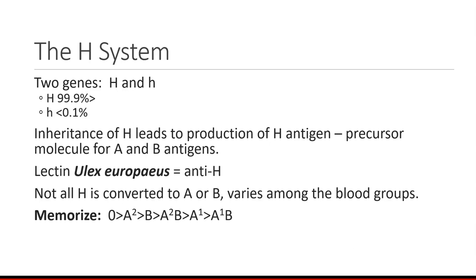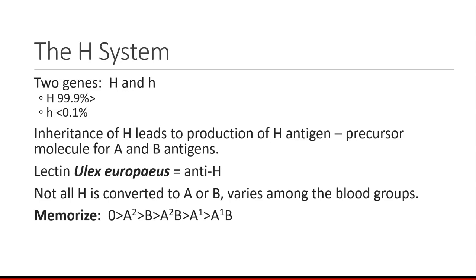The H blood group system has two genes, H and little h. H is found in 99.9% of the population. Little h is found in less than 0.1% of the population. The inheritance of H leads to the production of the H antigen, which is the precursor molecule for A and B antigens. Again, remember, ABO antigens are built onto the cells due to the inheritance of a transferase. There is a lectin, Ulex europaeus, which has anti-H ability. And not all H is converted to A or B.